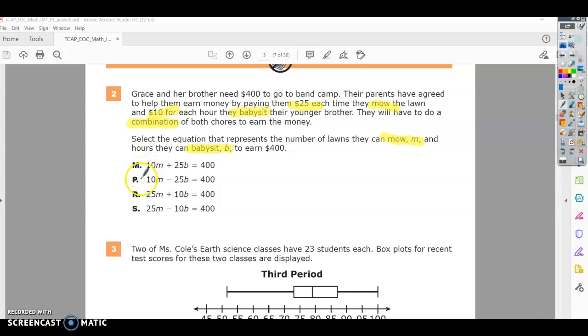All right, so M and P both start with 10M. So that's saying $10 to mow. Well, if you come up here, it says they get $25 to mow. So we can automatically eliminate the first two.